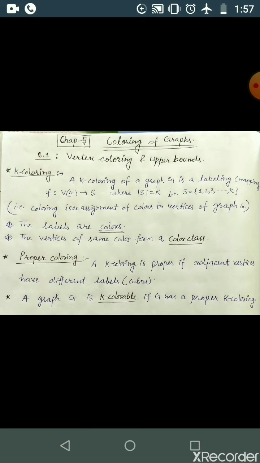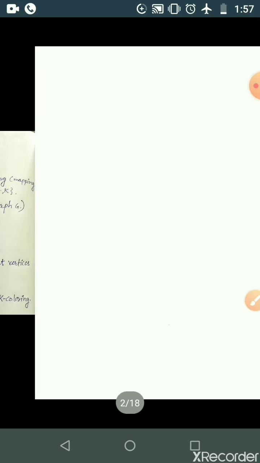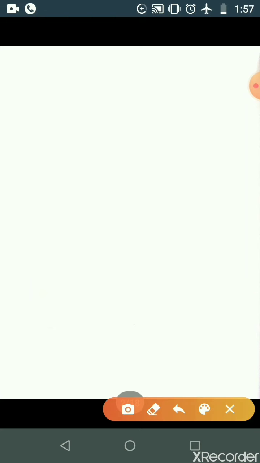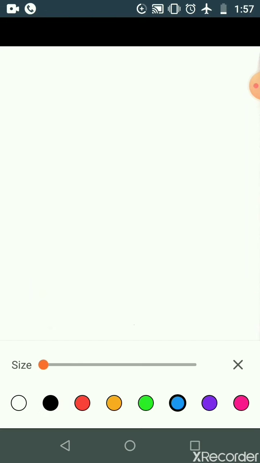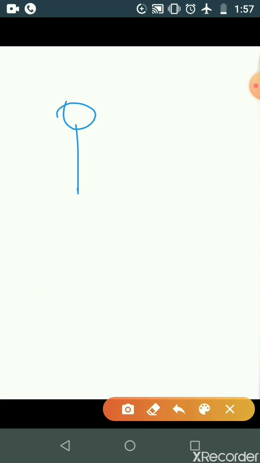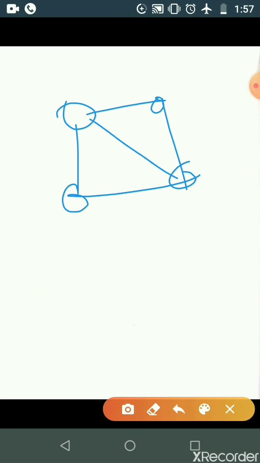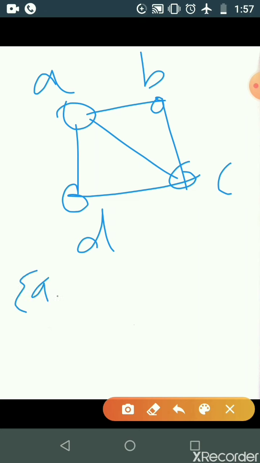Let's have some question based on this, or some example. For example, for K coloring, you have some graph, for example this one. Here we have this graph. So here the vertices are A, B, C, D. So the vertex set is A, B, C, D. Correct? A, B, C, D.